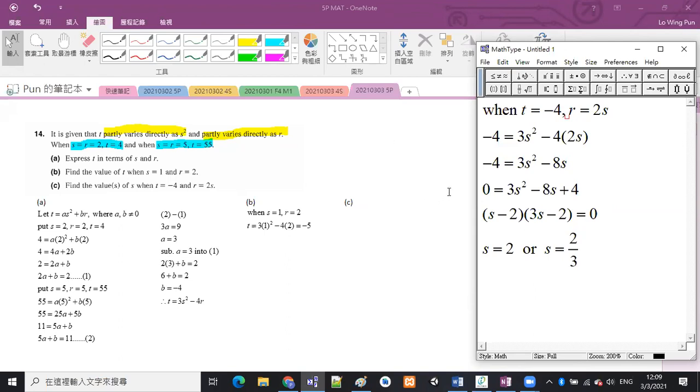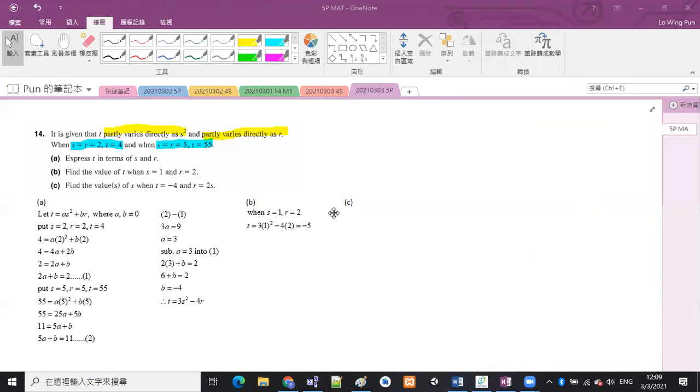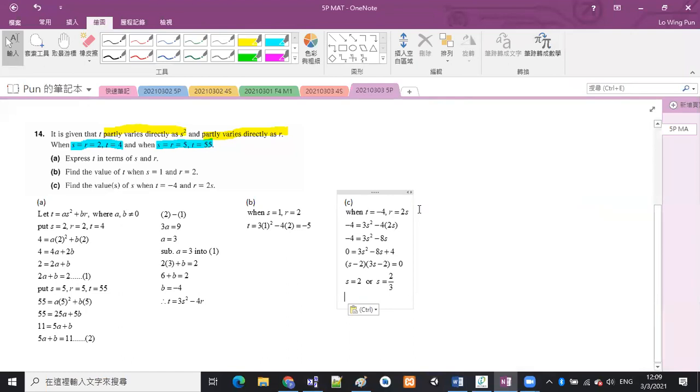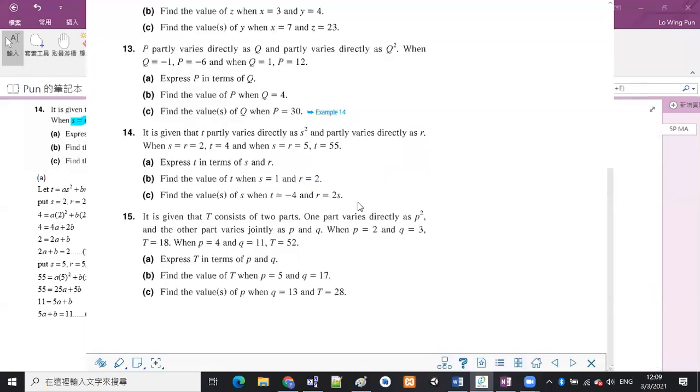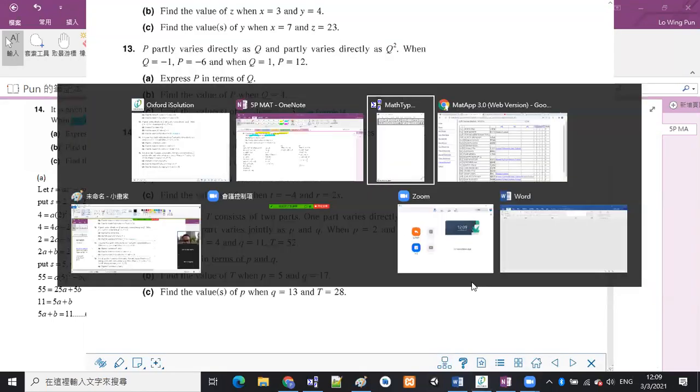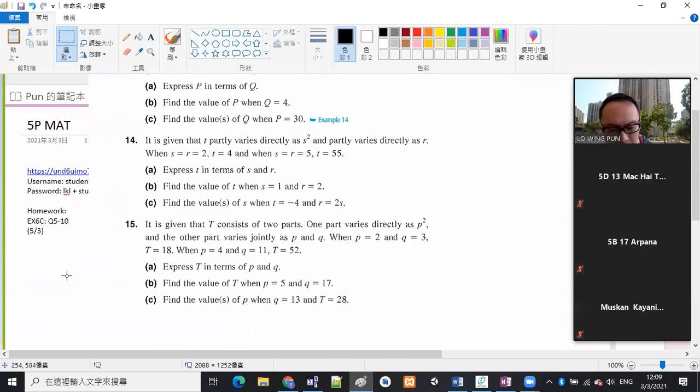Okay, I feel more secure when I see 2 answers in part C, because in the question it asks us to find the values of s. So there may be 2 answers here. So this is the answer of part C. Is that okay? This question is very typical, like a DSE question, the difficulty is really similar. Good, but let's look at one more. Number 15.